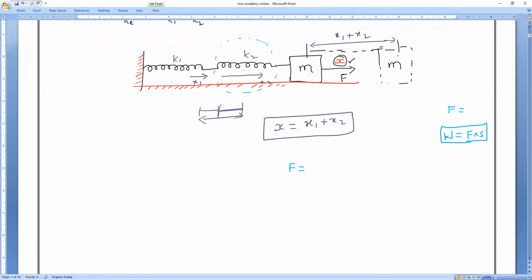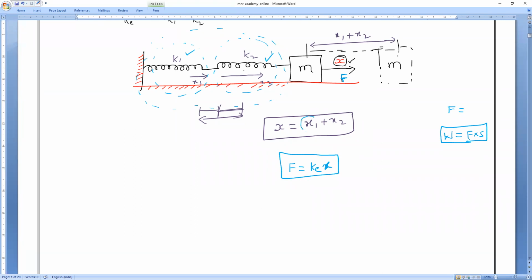If I apply this to the system, F is equal to... can you tell me what is the force applied? The force applied here is common for this spring as well as for this spring. If I consider this as the total system, what is the force applied on the total system? F is equal to the equivalent constant into X. Am I right or wrong? Spring constant into displacement. That is the total force.